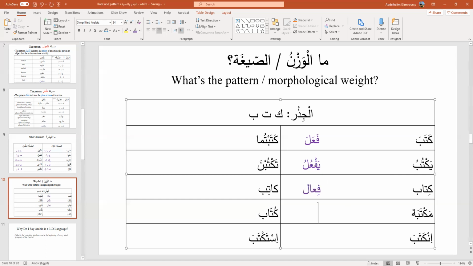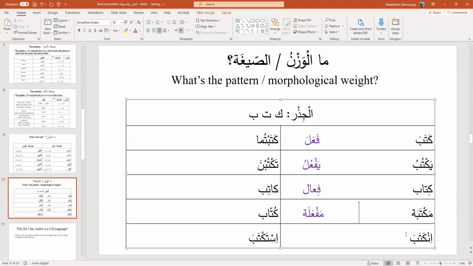Next one, maktaba, again replace the kaf, which is the first letter of the root, with the fa. Replace the ta, which is the second letter of the root, with the ayn. Replace the ba, which is the third letter of the root, with lam, and then everything else will stay as it is. So the answer will be maf'ala. So the mim and the fatha and the sukun and the fatha and the fatha and the ta marbuta will all stay as they are. So it will be maf'ala.